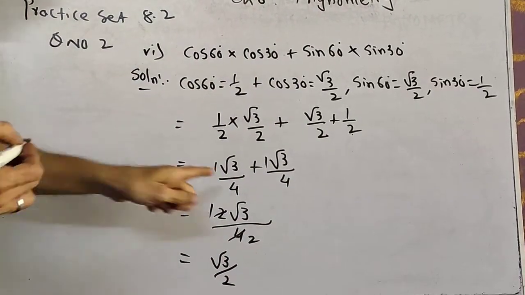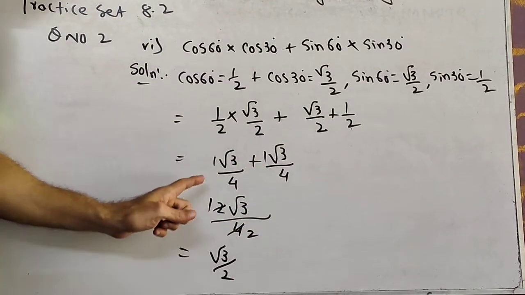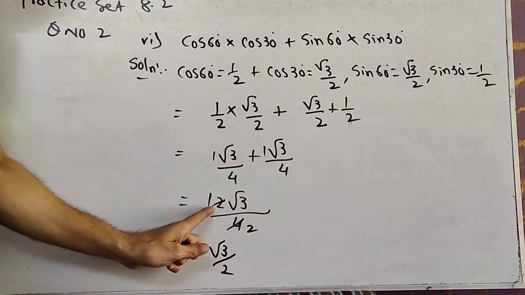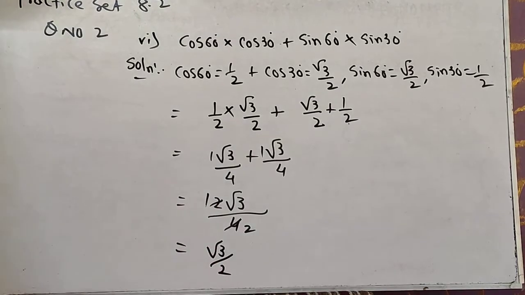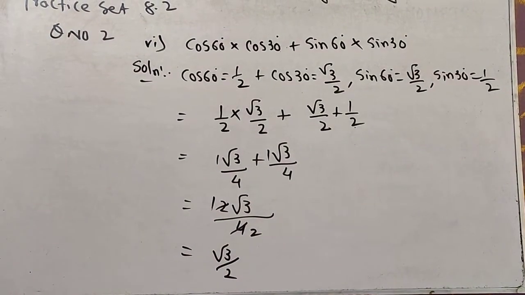Denominator is same, you have to add numerator. Numerator 1 plus 1 is 2. And now cancellation here. Please copy it down.